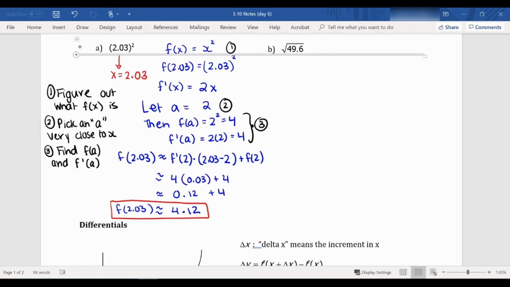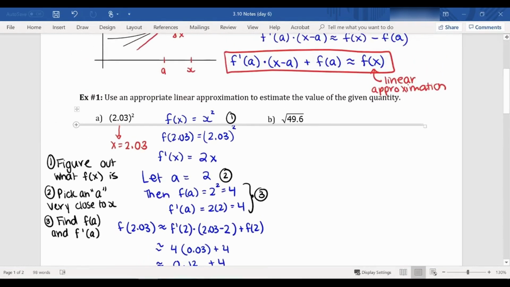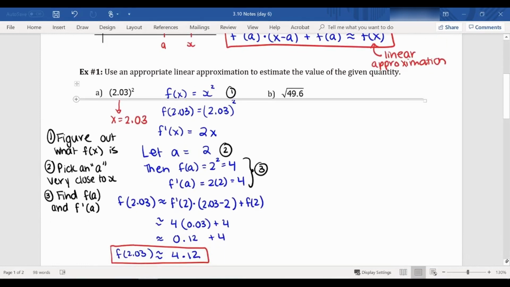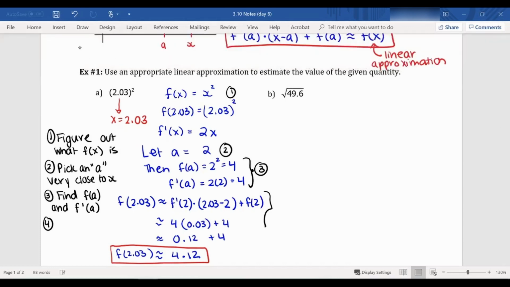And step 4 is use the linear approximation equation we were given. This guy in red. Use that linear approximation formula to find f of x. So that's what we did here. This whole step here.